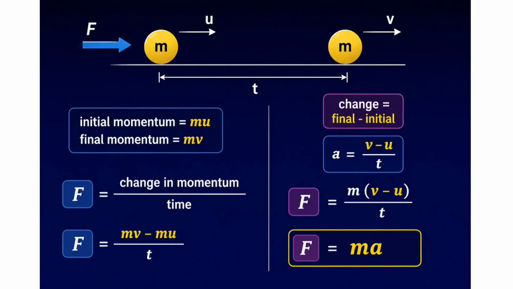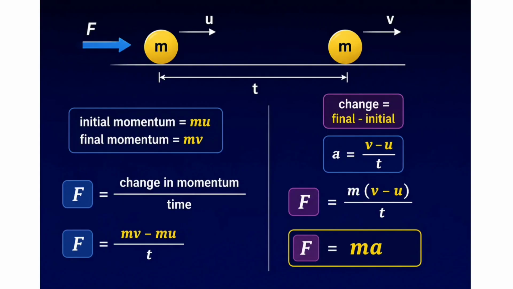Let's move over to the right slide on the screen to complete our derivation. If we take the mass m common from the numerator, our equation looks like this: F is equal to m (v minus u) upon t. Now, think back to our first chapter, motion. What is the formula for acceleration? Acceleration a is the rate of change of velocity, which is exactly (v minus u) upon t.